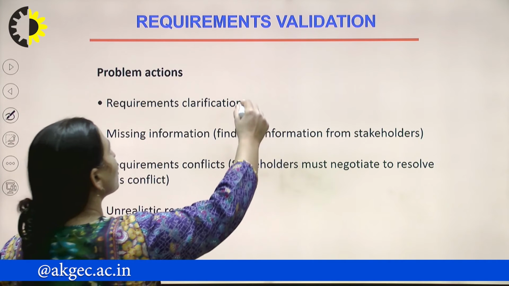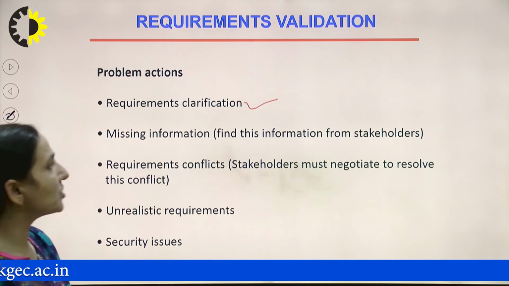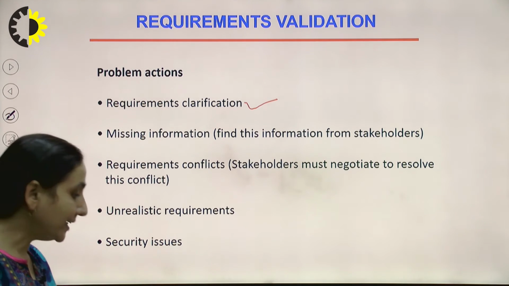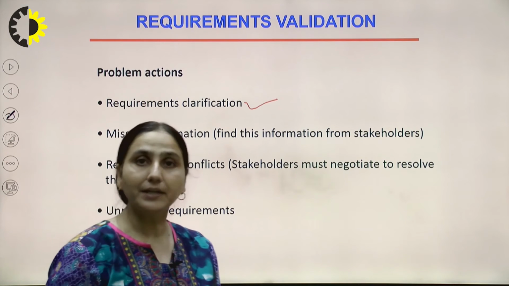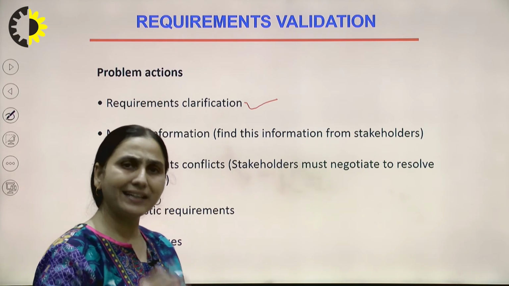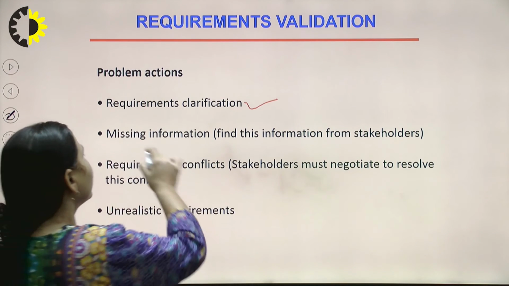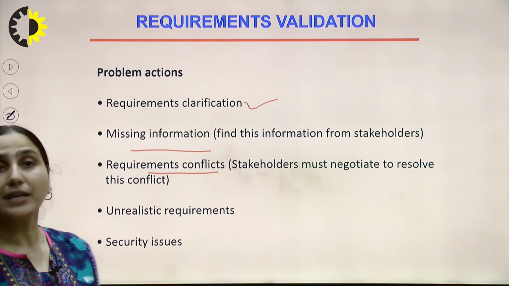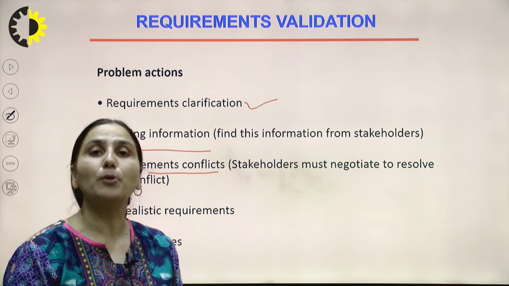Requirement clarification of the requirements, missing information. If there is any sort of missing information, again, that needs to be found out by the requirement engineer, whoever is dealing with it, that is, whether there is any type of missing information. Requirement conflicts, again, there can be different types of conflicts, and again, they need to be properly catered for.